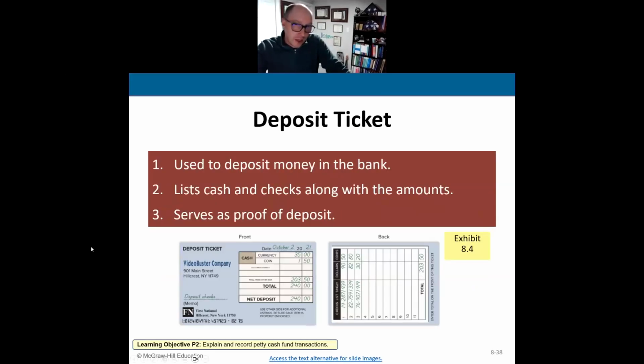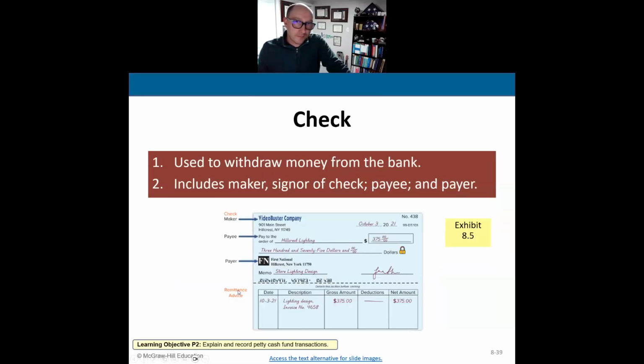That's what a deposit ticket looks like. If you're ever in charge of the cash at work, you'll have to fill out one of these tickets. It's the amount of currency, amount of coin, and on the other side is the list of the checks. And then you provide it to the bank. It serves as proof of the deposit. You'll get a copy of that along with a receipt. You bring that back to the accounting office.